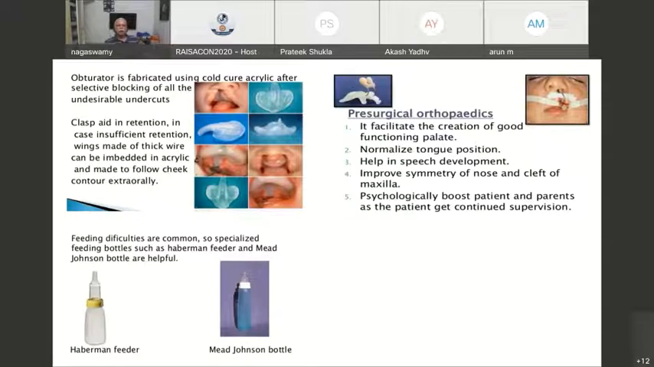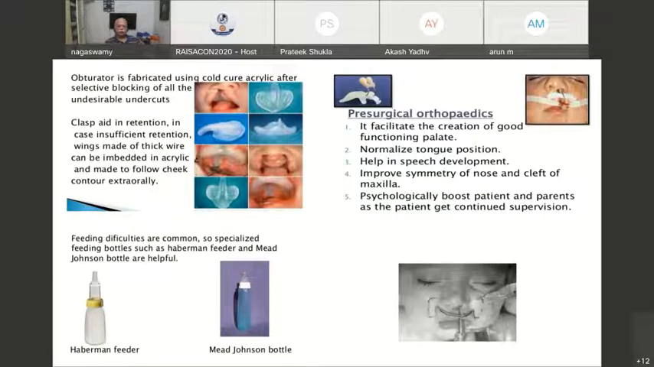Now this is another pre-surgical orthodontics which is done for creating a good functioning palate and normalizing the tongue position. What you see in this picture is called a Logan's bow. In very wide clefts, when they have operated, even before surgery and after surgery, there will be a lot of tension on the suture line because the tissues have been wide apart and they have brought them close to each other by dissection. So there is a chance that they can dehisce.